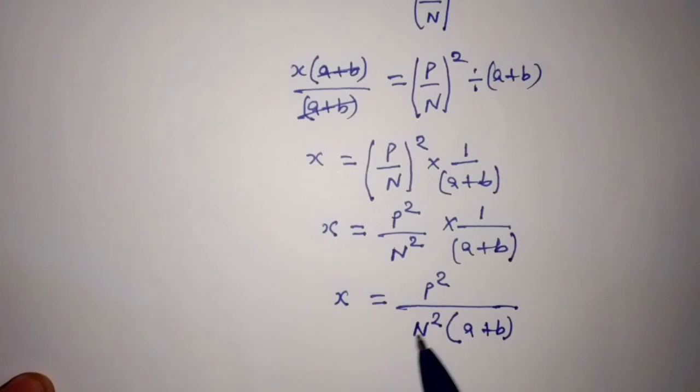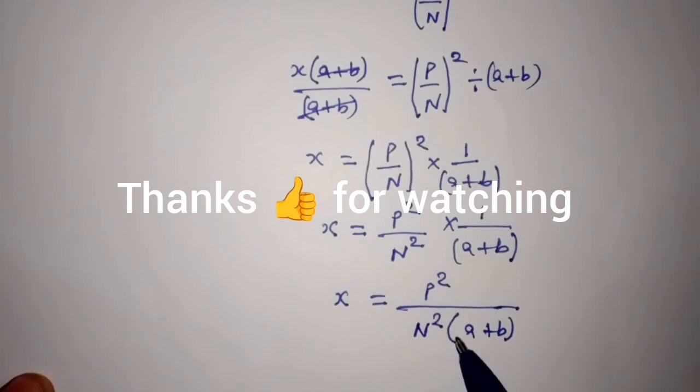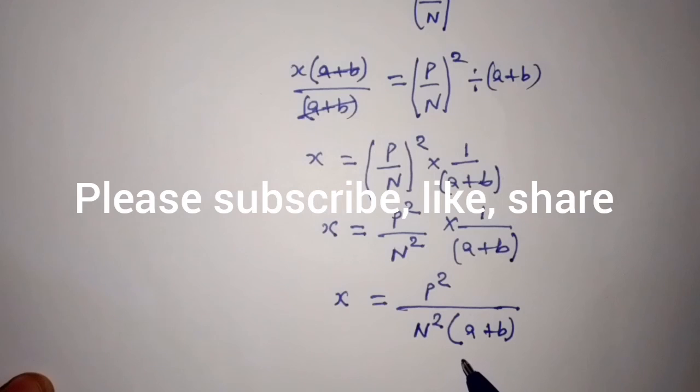X is equal to p squared over n squared times a plus b.